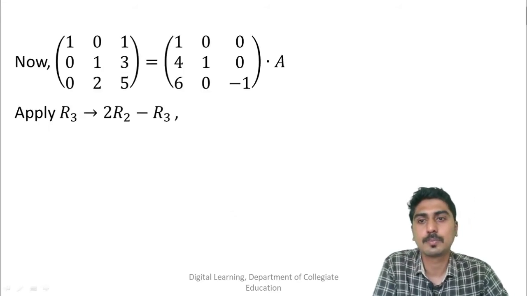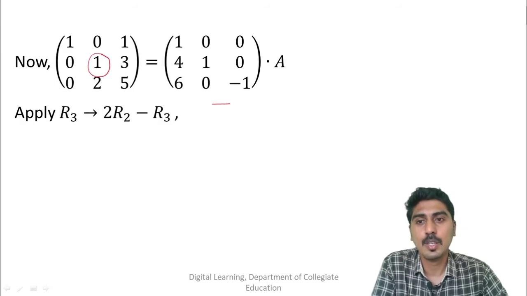Now we have [1 0 1; 0 1 3; 0 2 5] is equal to [1 0 0; 4 1 0; 6 0 -1] into A. Now we have to change this element to 1. We already have 1 there, so we shall move on to the next step for making this element and this element 0. As we have 0 here, I only change row 3 using this operation. R3 changes to 2R2 minus R3.